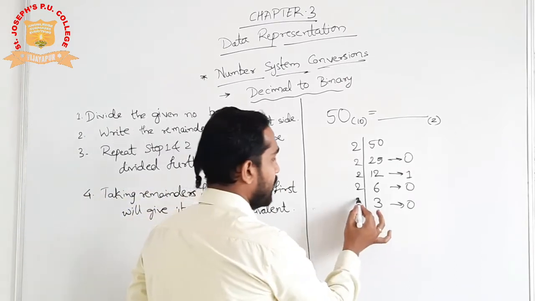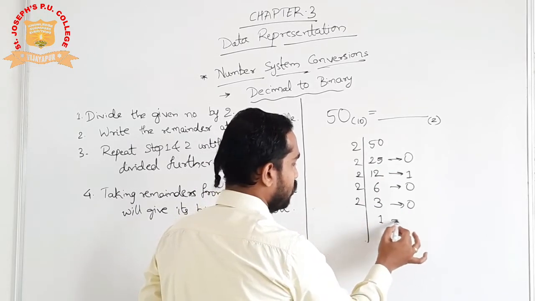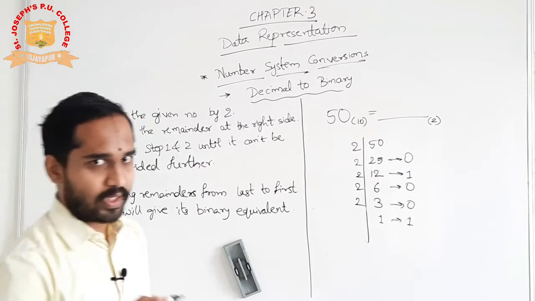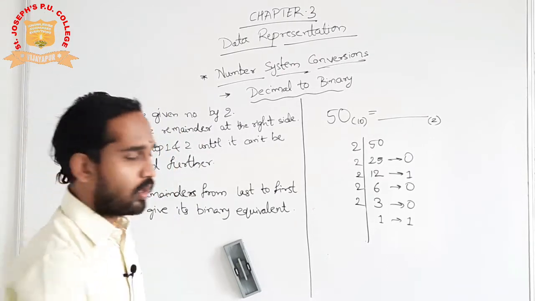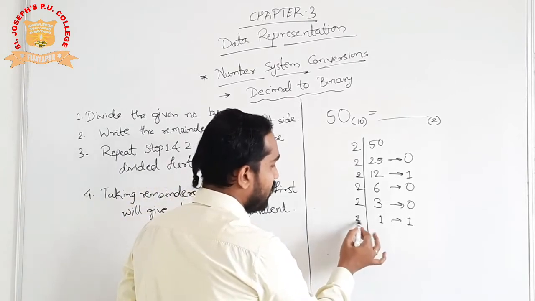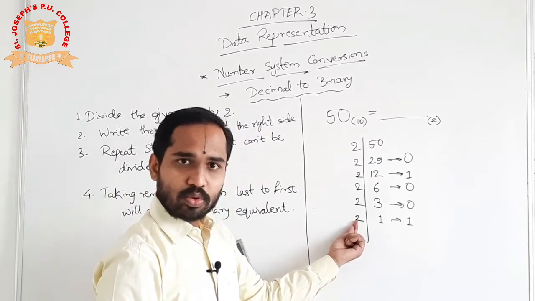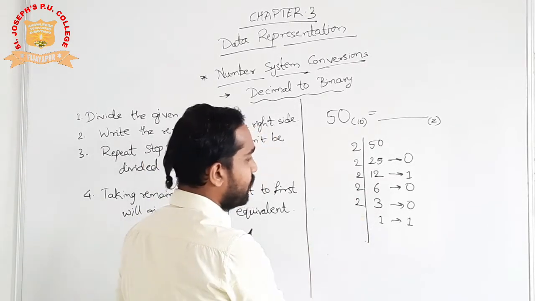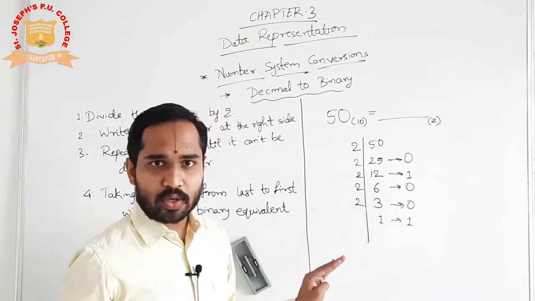Okay. Then again 3 by 2: 2 ones are 2. The remainder is 1. Correct? When you divide 3 by 2, 2 ones are 2, but the remainder is 1. Now can you divide it further? Can 1 be divided by 2? No, you cannot do it. So you have to stop here. When you get either 1 or 0 at the last, you have to stop.